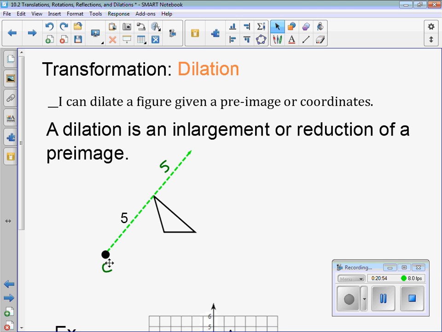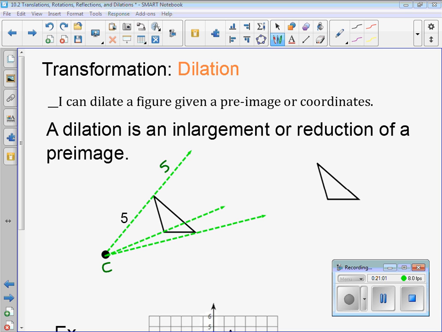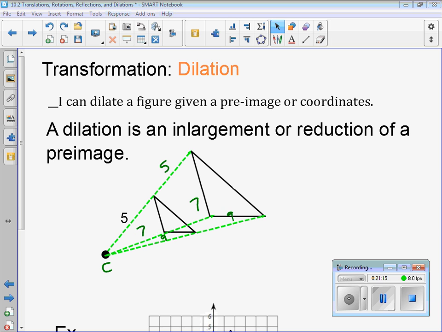You end up with, I can create a figure that's going to be twice as big, right? So if that's 5 and this is 7, let's say, and this is another 7, this is a total of 14. Let's say this one's 9, that means that's another 9. There's a total of 18. And so I can create a figure that's twice as big by now connecting those points. And there you have it, a triangle that's twice as big. Okay, so that's called a dilation. You're kind of pushing out.